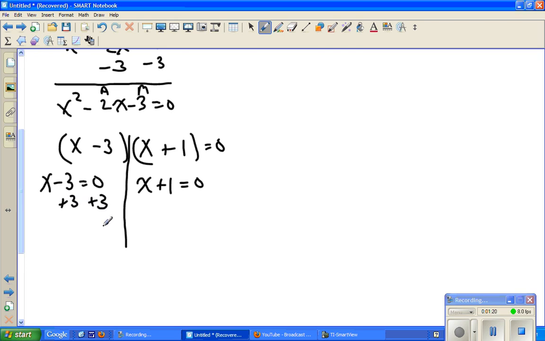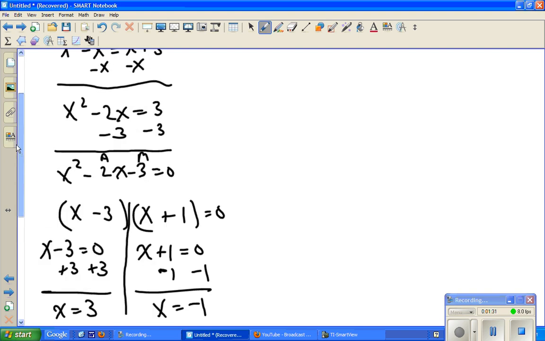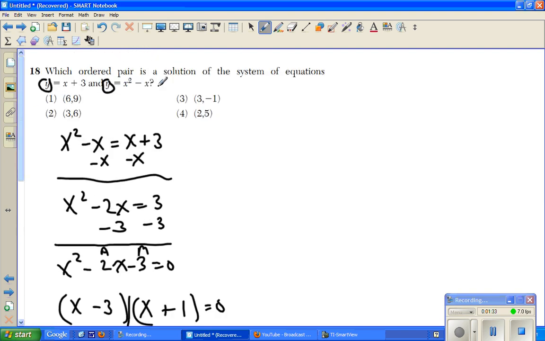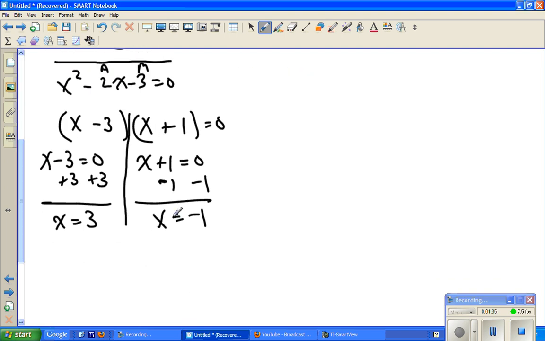Solve for x. So we have x equals 3. Subtract 1, x equals negative 1. So there are my two possible values for x. Now if I look back at my choices, there are no x values that are equal to negative 1, so this answer is automatically gone.